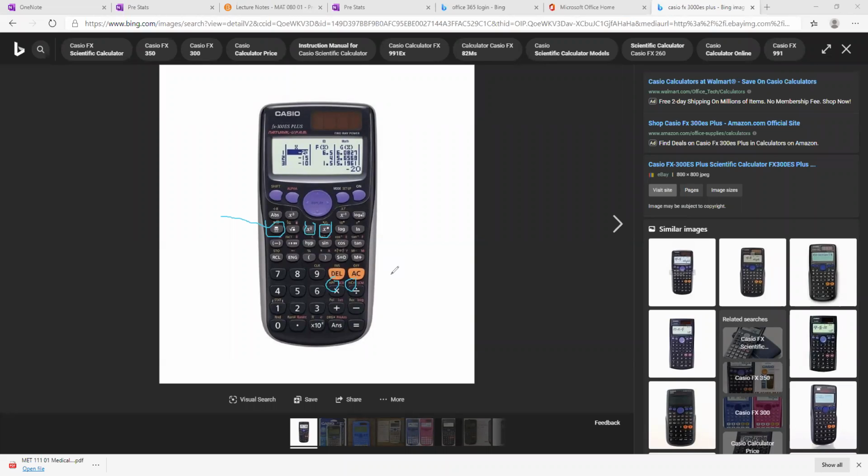So this calculator will get you to your next math class. This calculator actually will get through every math class you would have to take in college. This is a really good calculator for the price.